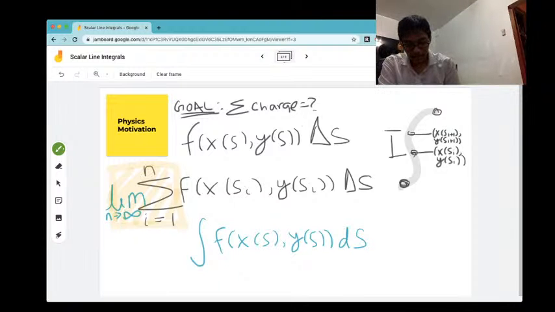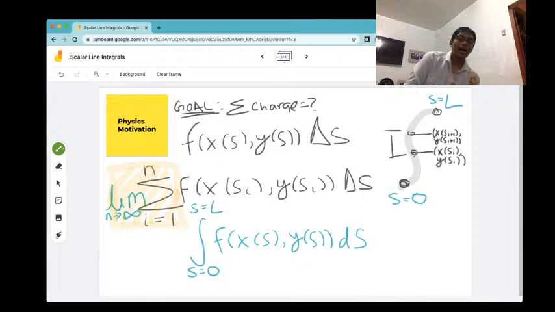Okay. And what is our boundary? What is our domain? So our domain is simply going to be where the path starts from. So for example, s equals 0 to s equals L, L simply being the length of my wire. So that's going to give me a definite integral from s equals 0 to s equals L. And that, my friends, is the line integral.